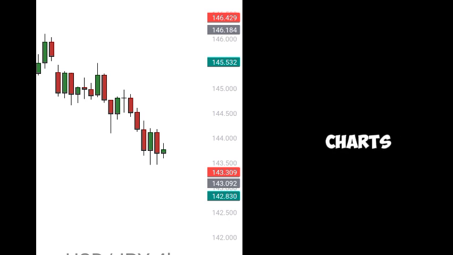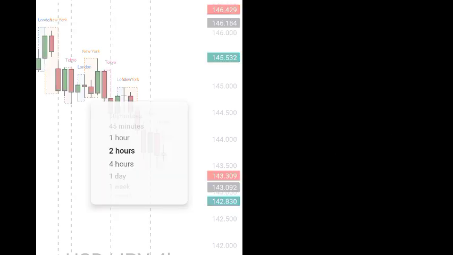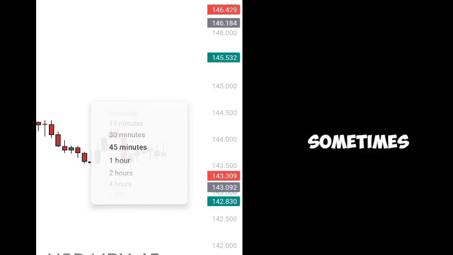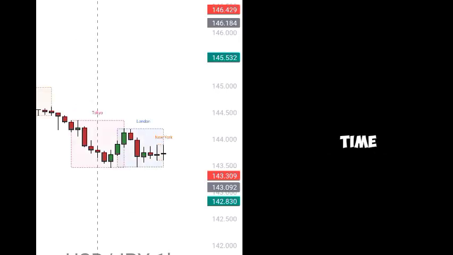So we have our charts right here, and I'm looking forward to taking a trade. So if you're a day trader, the first thing you want to pay attention to is the time that you are trading. So you want to trade the London session or you want to trade the New York session. So the London session starts by 8 o'clock, the New York session starts by 1 o'clock. Yeah, sometimes 2 o'clock, depending on the daylight saving time.